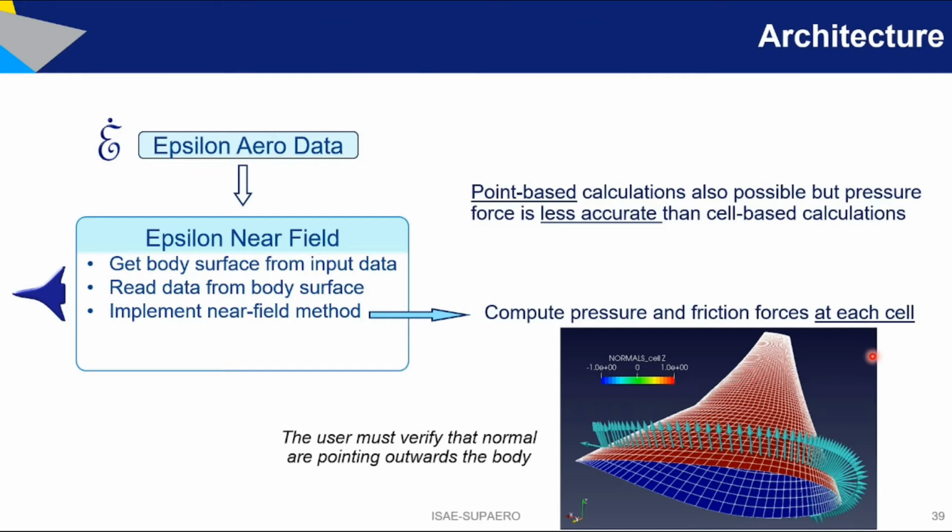So this shows you the normal acting at each cell. You can visualize that, and it's important to verify that the normals acting at each cell point in the right direction, that is pointing outwards from the body. Otherwise, the near field forces that you compute will have the opposite sign.